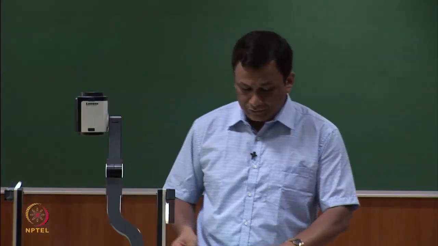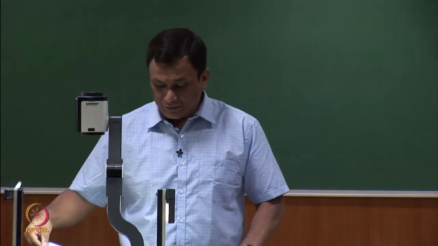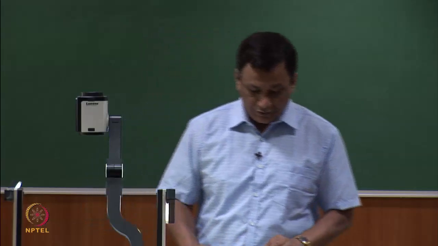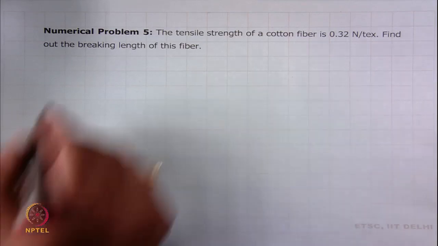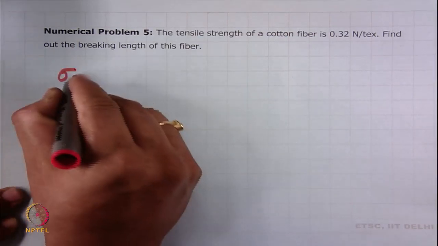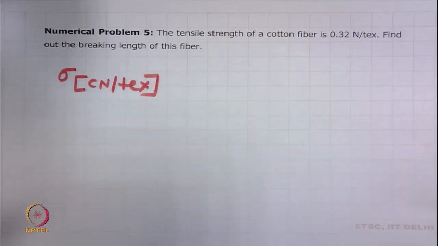Now, we come to our last problem of this module. This problem reads as follows. The tensile strength of a cotton fiber is 0.32 Newton per tex. Find out the breaking length of this fiber. We will first write the relationship between tensile strength and breaking length of a fiber. Sigma is the tensile strength of a fiber.